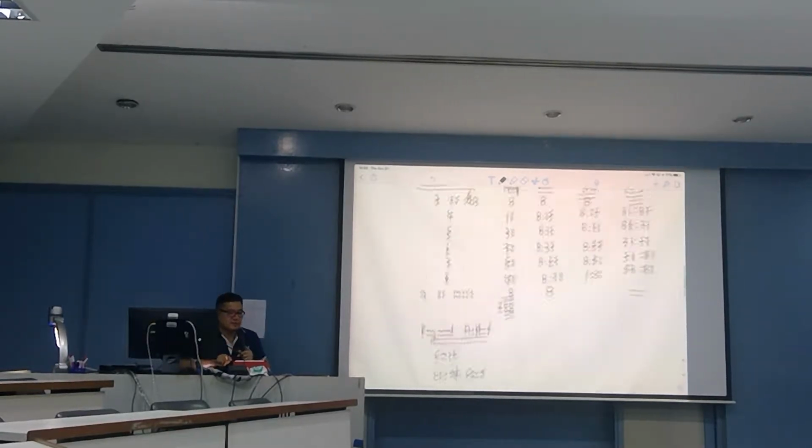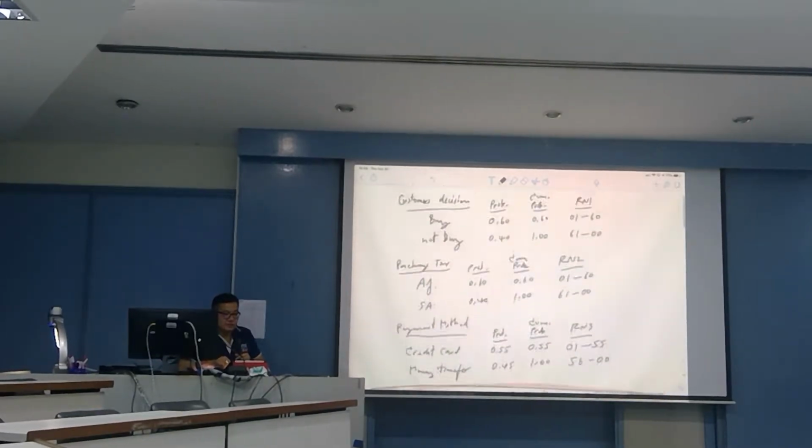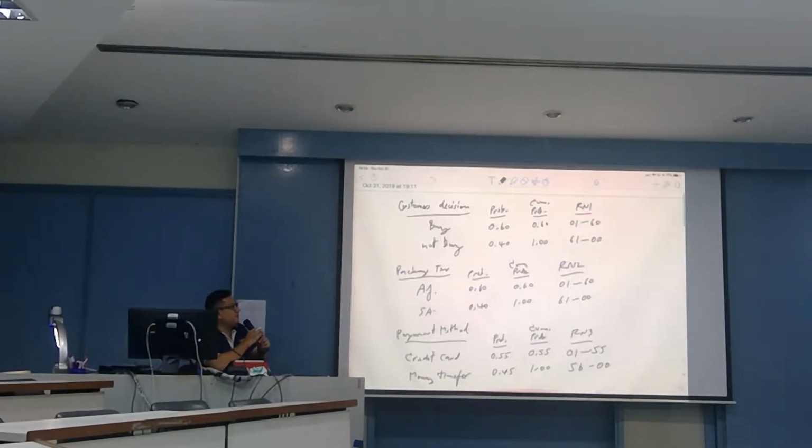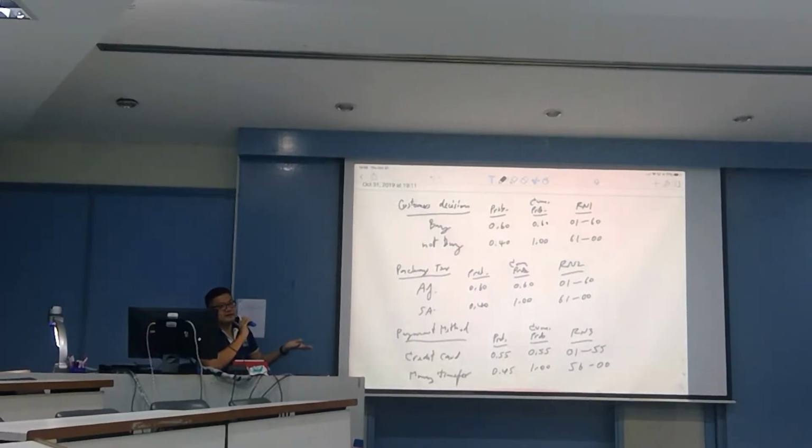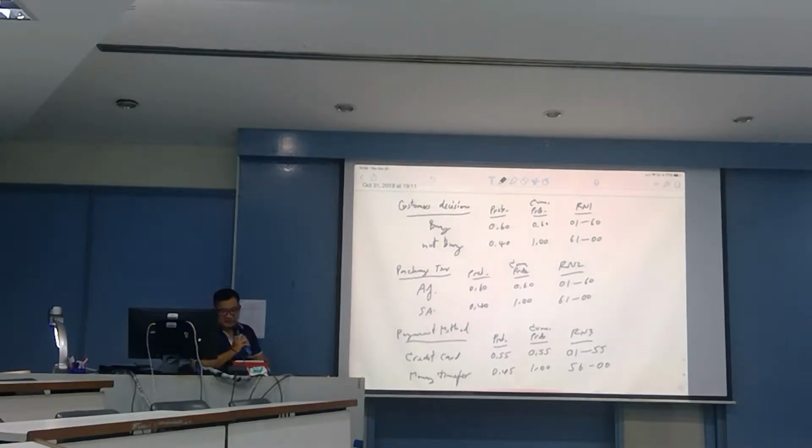Oh, one more thing, I forgot. For the previous example, if you use not buy first and then followed by buy, it's okay. You can switch everything. The probability order may change, but the result from the interval will not change. Because if you use not buy first and then buy, you're going to have 01 to 40 for not buy, that represents 40%, and 41 to 100 for buy. So 60% is okay, right?